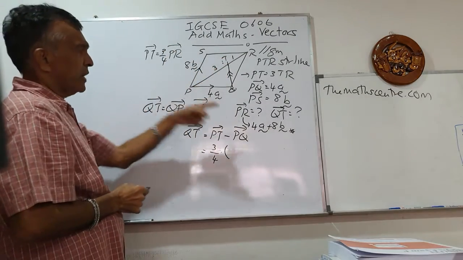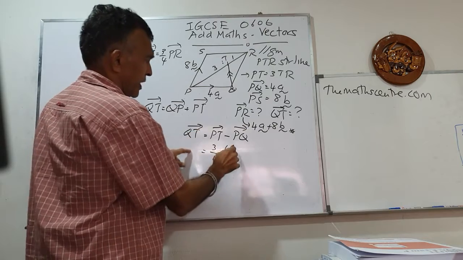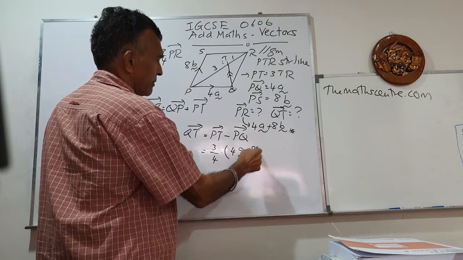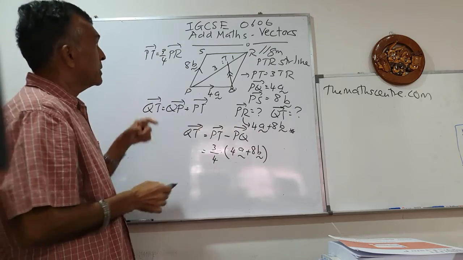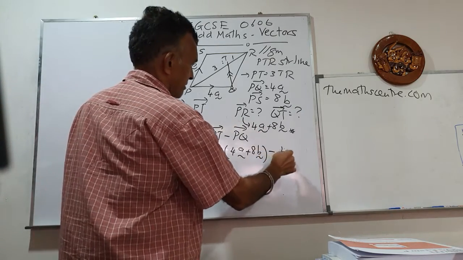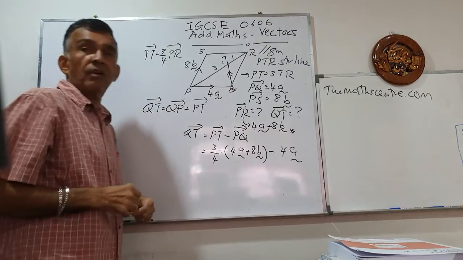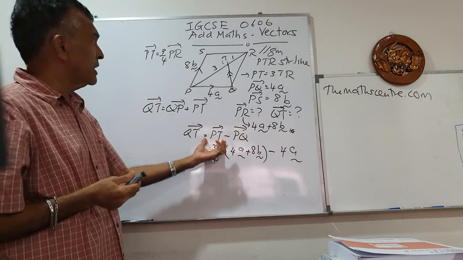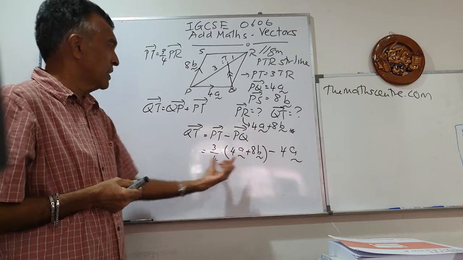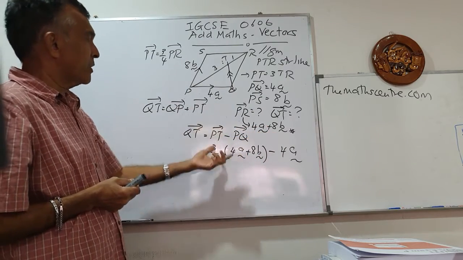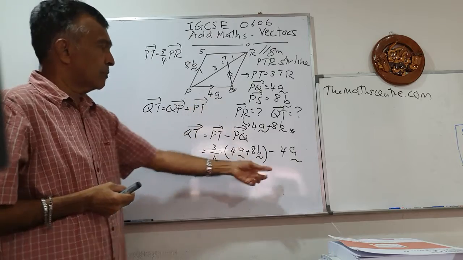So PR, we had it, we just worked it out. So I have 4A plus 8B. That's PR. And what's PQ? Oh, okay. Not so bad, right? PT is 3/4 of PR. PR we have 4A plus 8B, and so we're done with that. And then we have minus PQ, which is minus 4A.